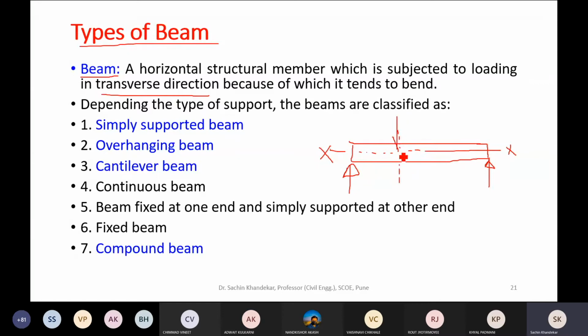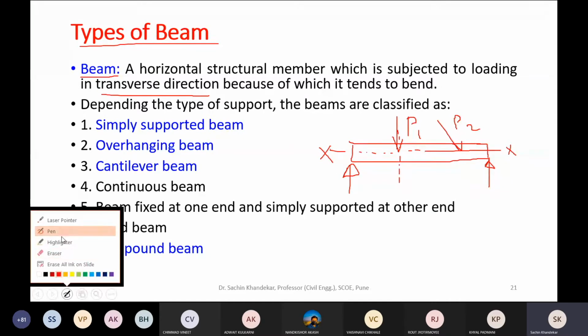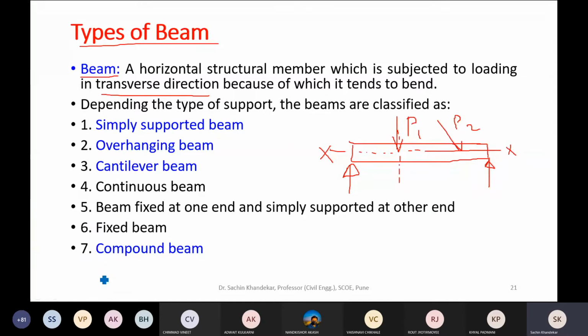So this beam is subjected to loading in transverse direction, something like this, say P, or suppose P1, P2, etc., right? And because of the application of this loading in transverse direction, what happens? This beam tends to bend as shown in the figure, something like this. I can say this is the deflected shape of the beam due to the application of loading in transverse direction. So this is the simple definition of the beam, right?